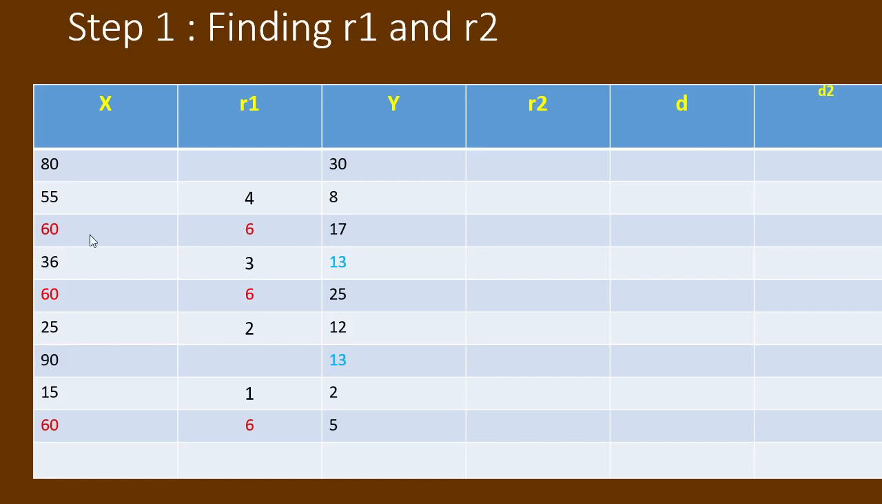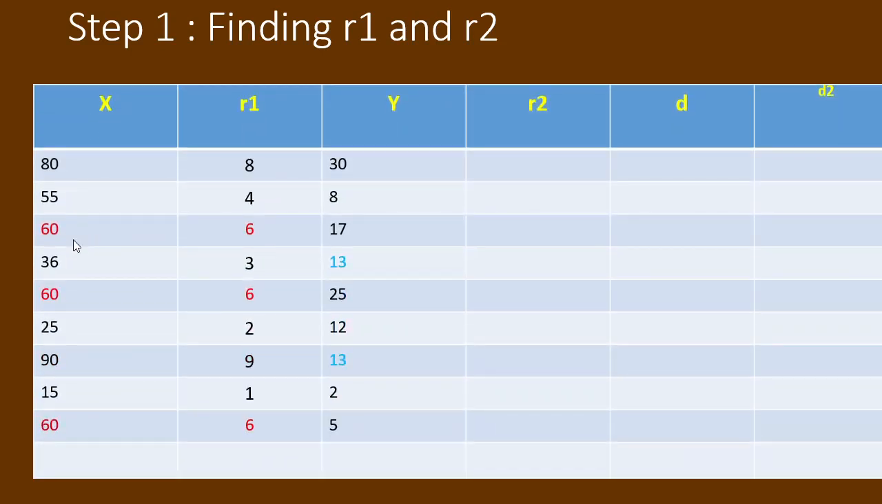After this 60, the next number is this one, 80. As far as 80, I cannot give the rank 7. So 7 is already considered for our average rank, 5 plus 6 plus 7. So I'll consider the 80 as 8. And the next number 9, that's the rank number 9. So this is how I need to give the ranks for repeated data.